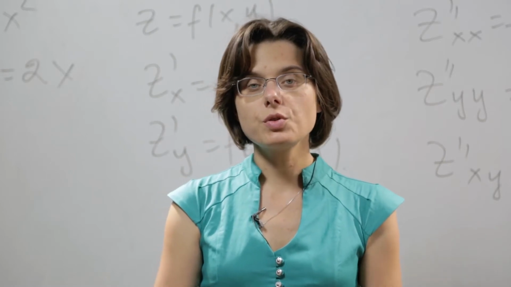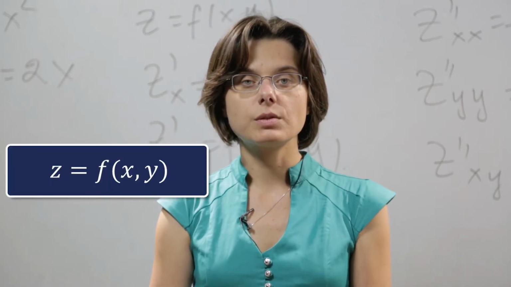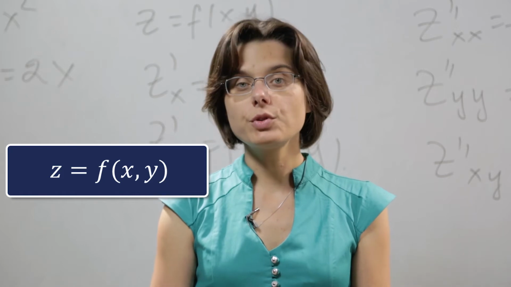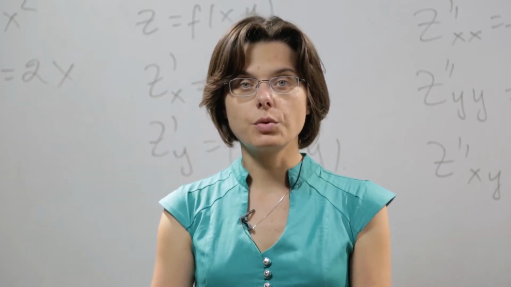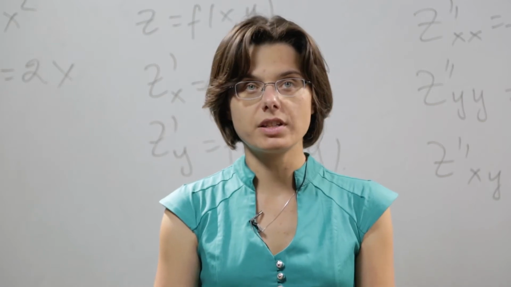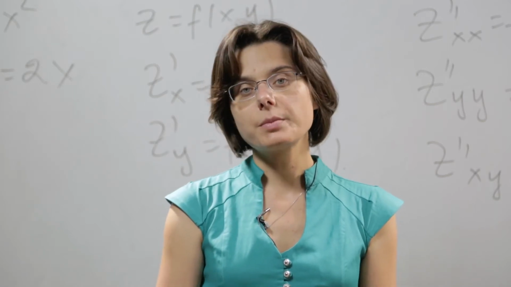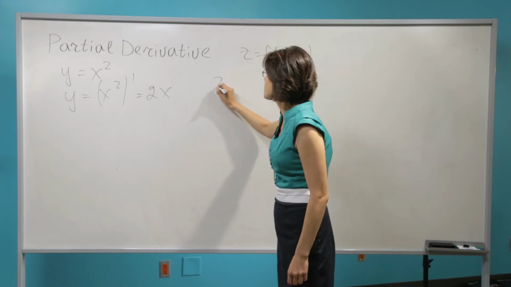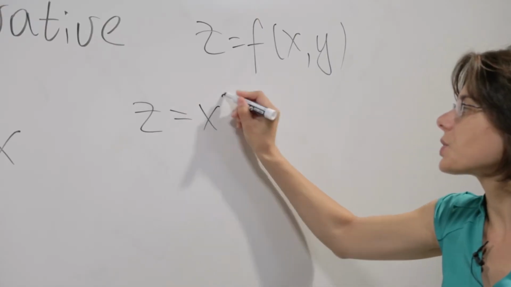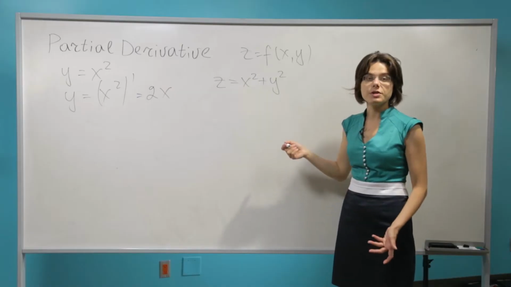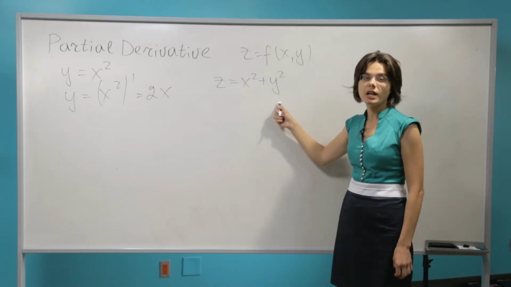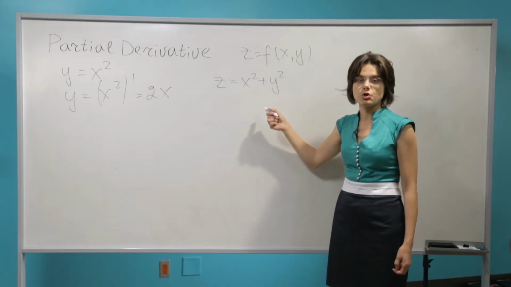When we think about a two-variable function z equals f of x, y, we have a few choices. We can find the first derivative over the x variable, or we can find the first derivative over the y variable. Let us do some examples. If we have the function z equals x squared plus y squared, we have two different variables here, x and y, and they are independent from each other.